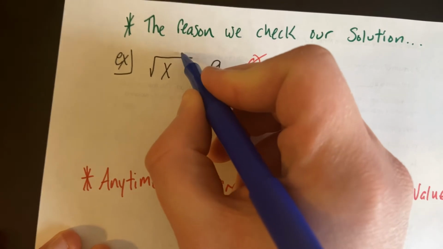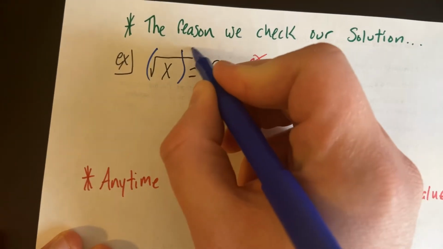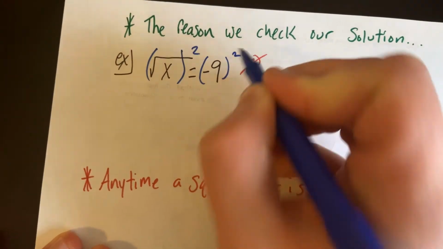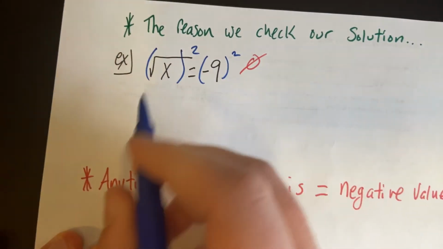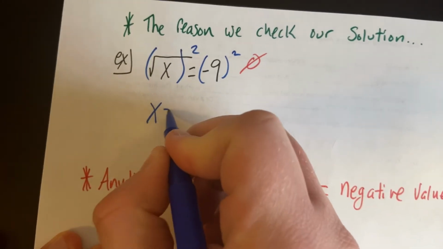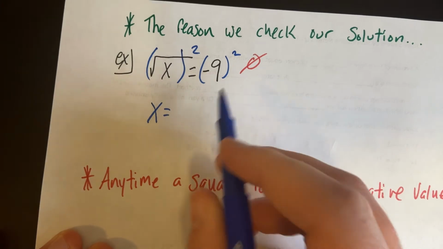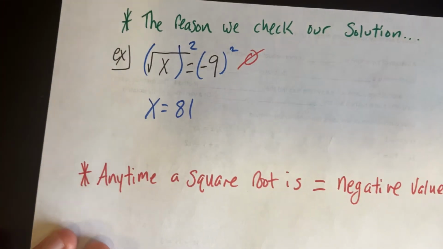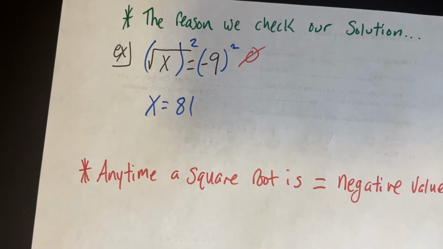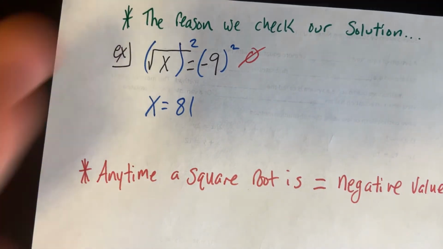Let's do how we solved the other ones. I'm going to square both sides. When I square a square root, the square root goes away, so I'm just left with x. Negative 9 squared is a positive 81. So it lets you solve, and get down to the very end, where we have a value of x here.